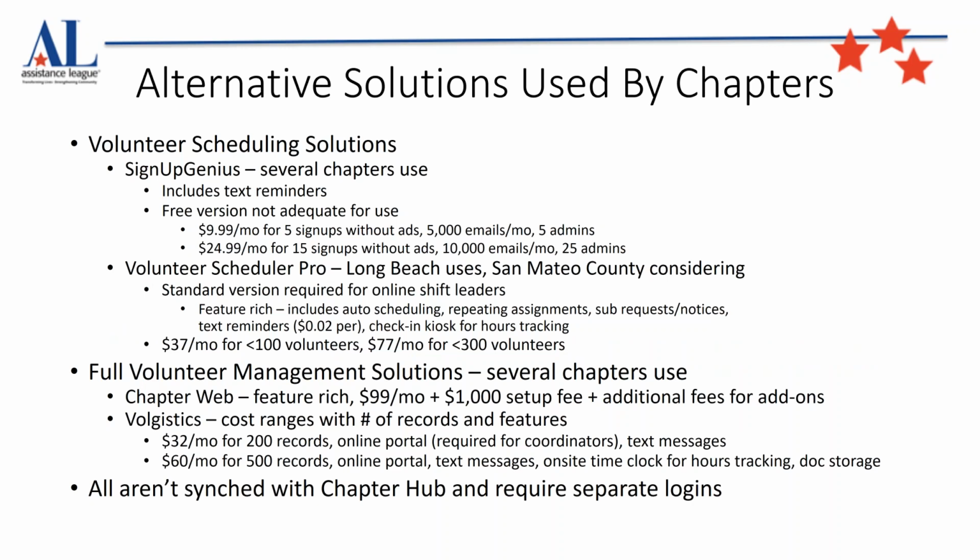So there are several different solutions that chapters are using today for online signups. One I'm sure you guys have heard of is Sign Up Genius. This also gives you the ability to send text reminders. I found that the free version is not adequate for use. You only have one sign up without ads, and I want to say only 1,000 emails. My chapter would be up in the $24.99 a month because we have many more than just 5 signups running at a time, and we have, I think, 7 or 8 sign-up sheet managers.